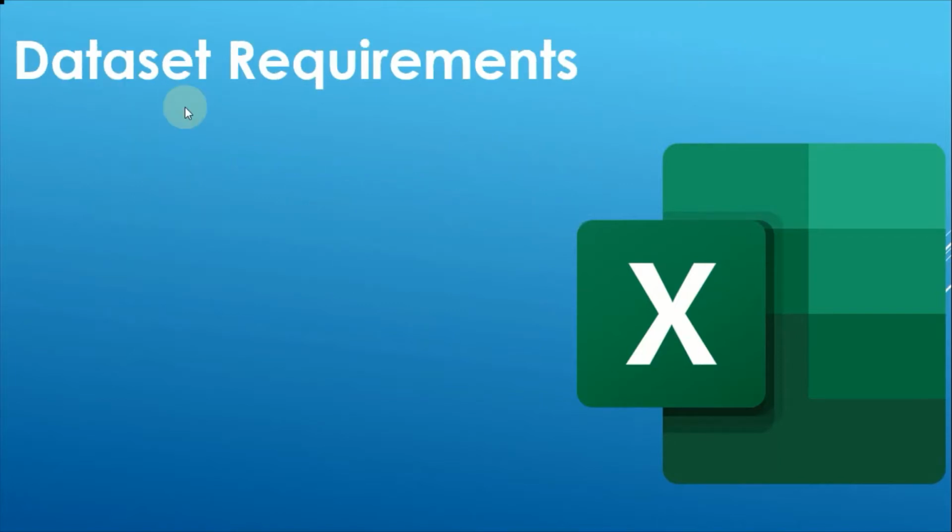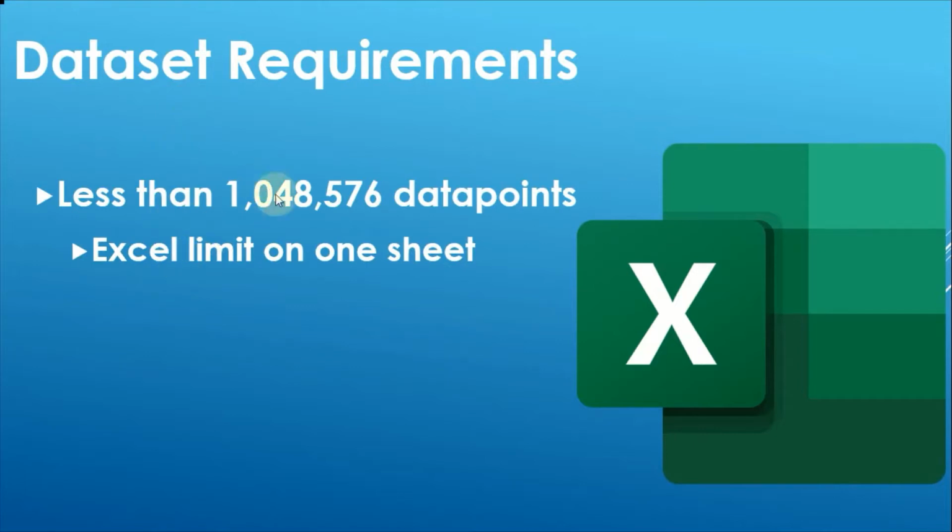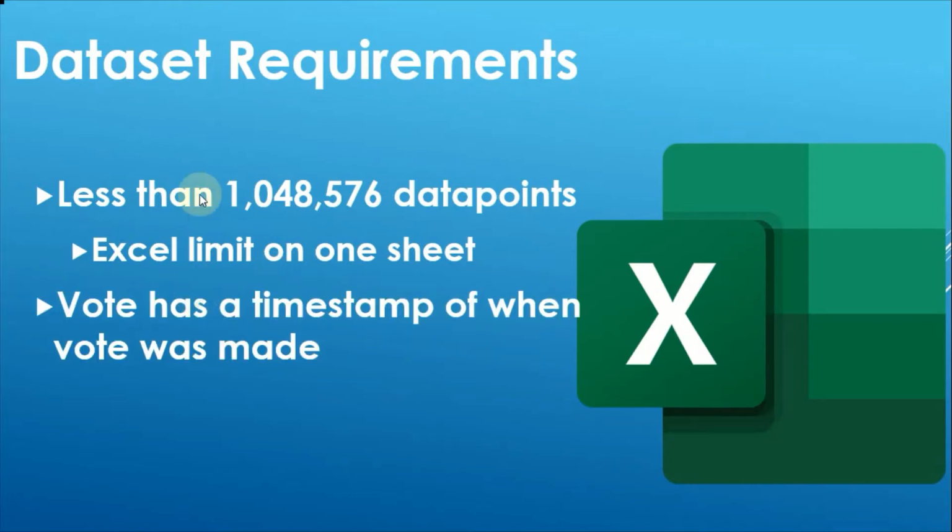For the data set, there's a few requirements. Number one is that it has to have less than 1,048,576 data points. That's the limit of one sheet in the number of rows. You could probably do something to make it work for bigger, but this is all this one does. And I need a vote timestamp. I need to see the actual sequence that the votes were done, and I can't imagine they don't record that.